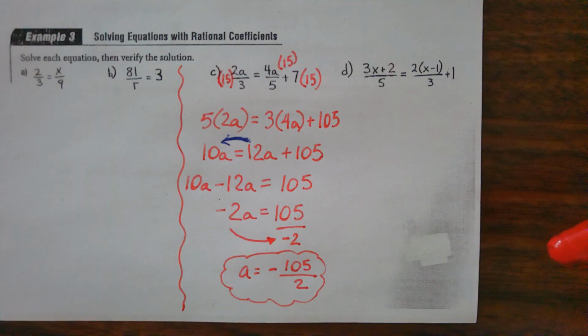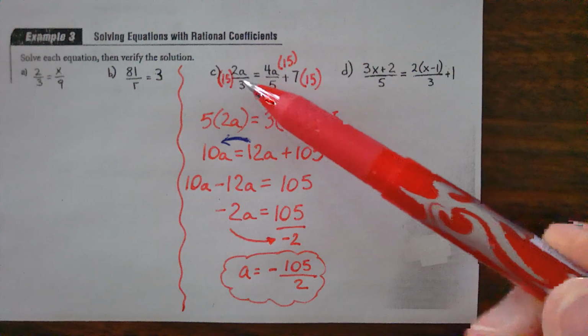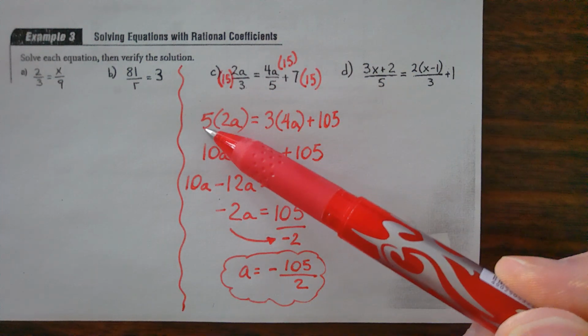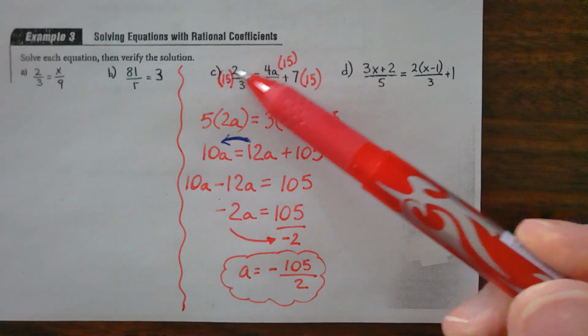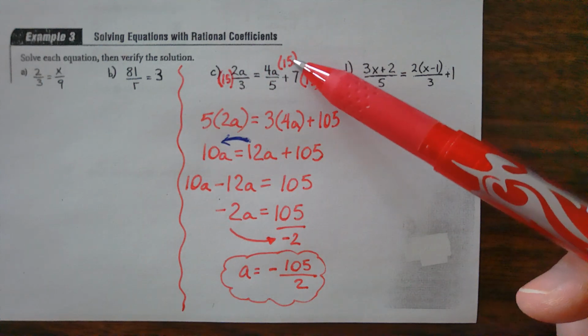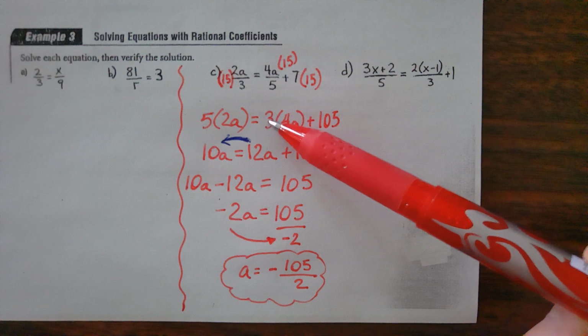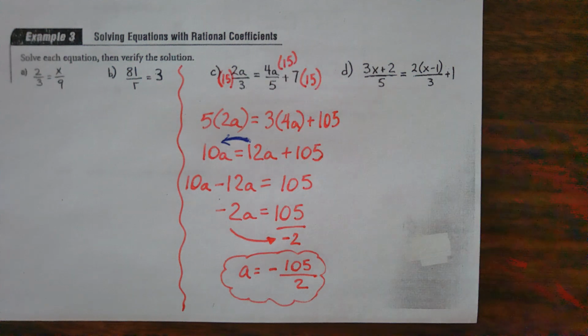When you multiply everything by 15, why does 2 over 3 become 5 times 2? Because 15 divided by 3 is 5. So then you're doing 5 times the numerator. And same thing here, 15 divided by 5 is 3, so it's 3 times your numerator. So we never change it to decimal.